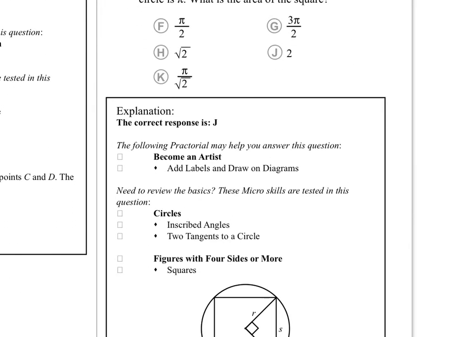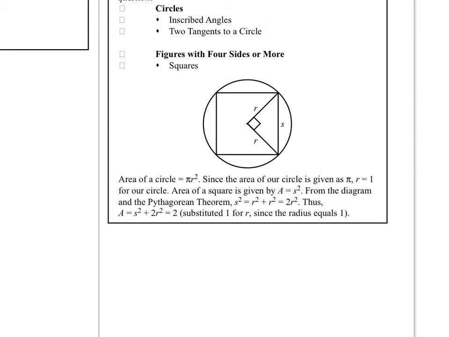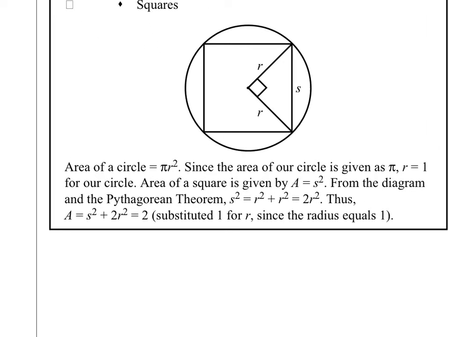So for the explanation, down here, the area of a circle is pi r squared. So since the area of our circle is given as pi, radius equals 1 for our circle.